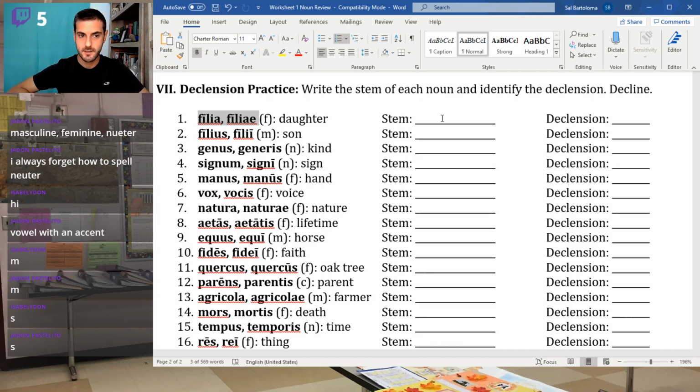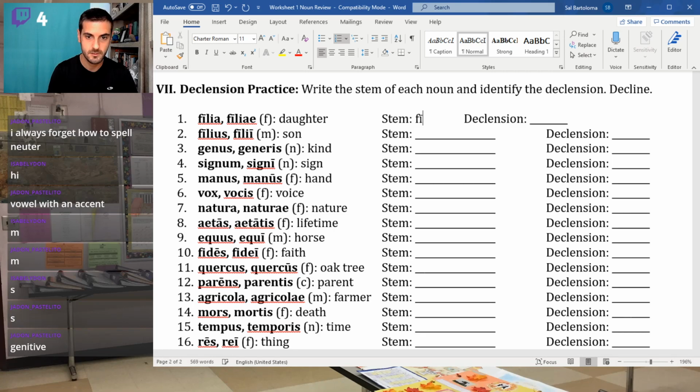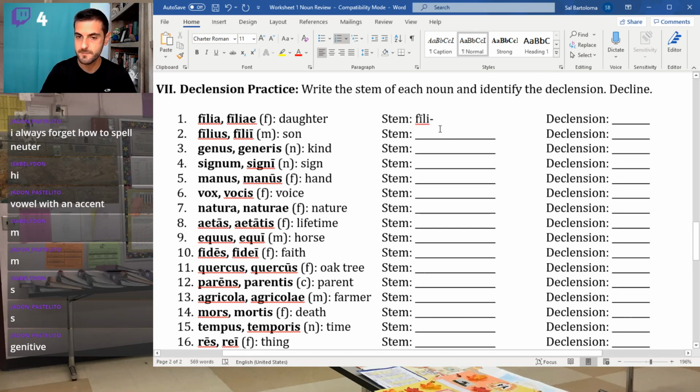I got filia and filii, filios and filii, genus and generis. Yeah, I'm looking at the genitive, this second form. To get the stem, I just need to chop off the ending. So if I look at filii, the stem of that word is going to be fili, F-I-L-I.